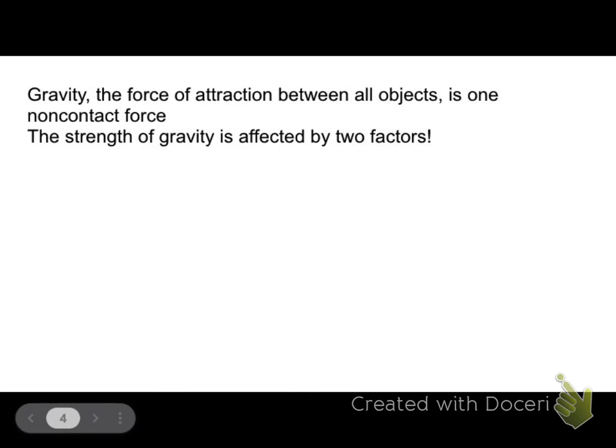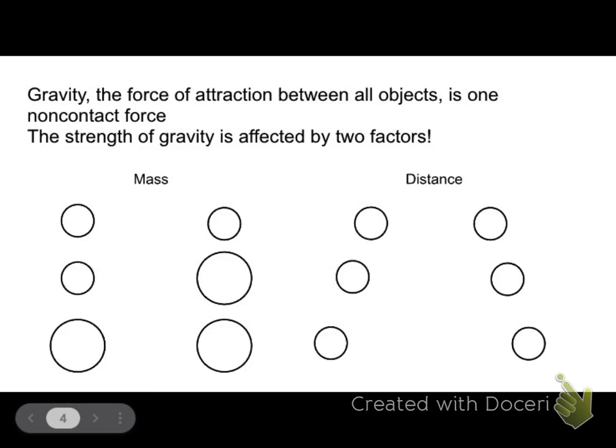The strength of gravity is affected by two factors, which we kind of just talked about, but we're going to talk about them a lot more specifically, okay? And those are mass and distance. As mass increases, the attraction between two objects will also increase. So if you have two small objects, they will definitely have forces of attraction between them. But if you increase the mass of one of those objects, you are going to see that force of attraction increase.